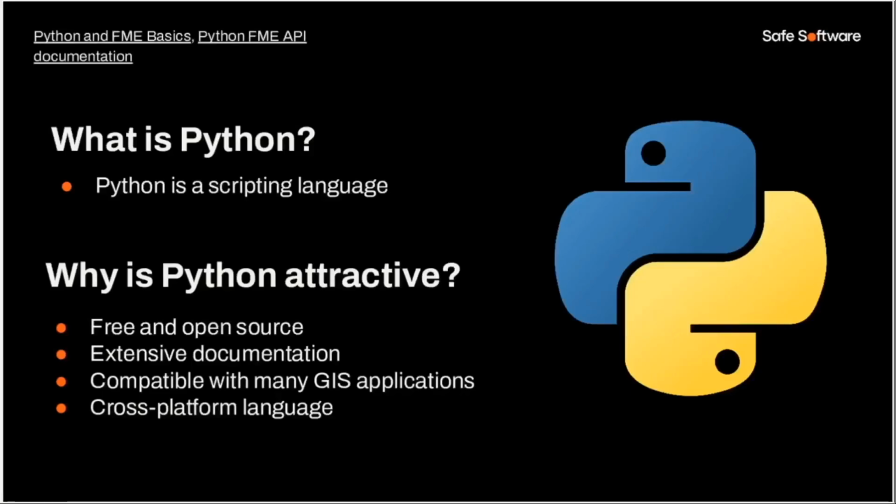When someone wants to learn a new programming language, they typically learn Python first. And there are a few reasons for this. Python is free and open source. There's a lot of documentation available, including some tutorials and even YouTube videos that are quite easy to follow. It's compatible with many GIS applications, and it's also cross-platform, so it can be used on any OS.